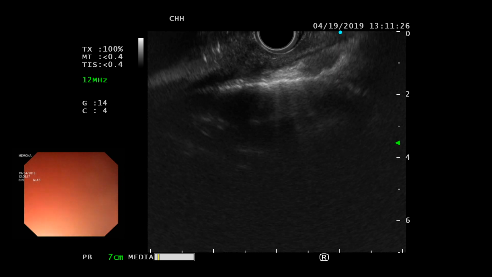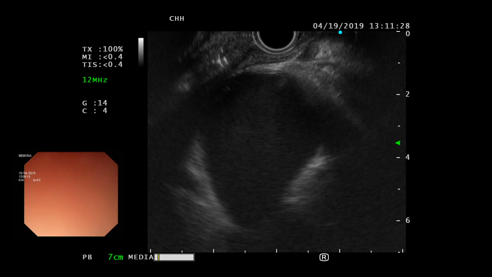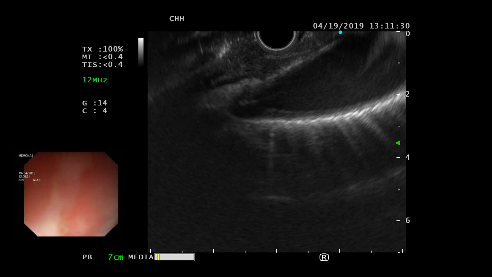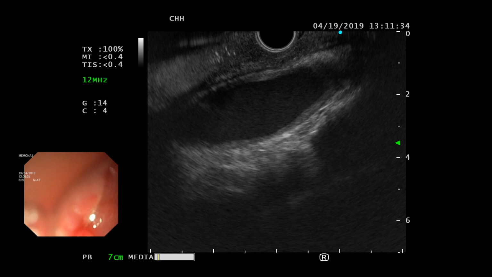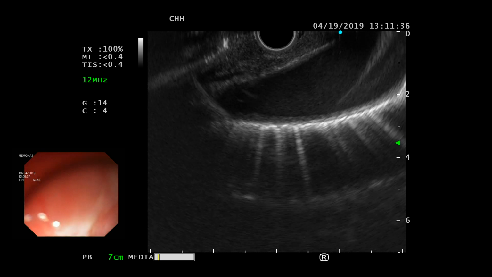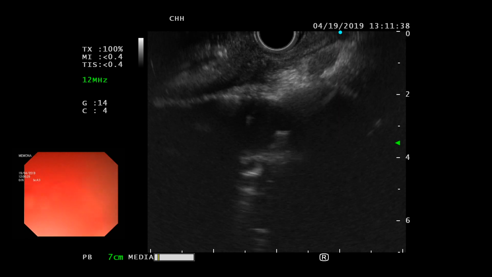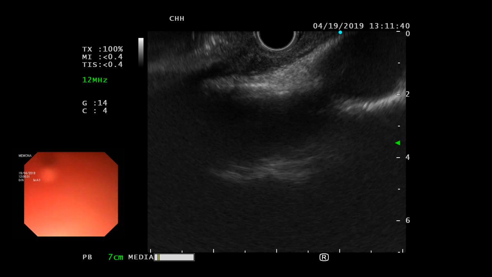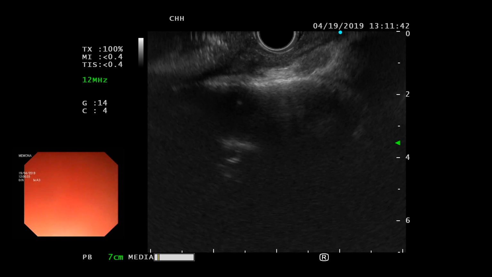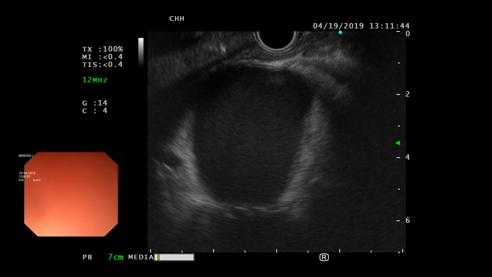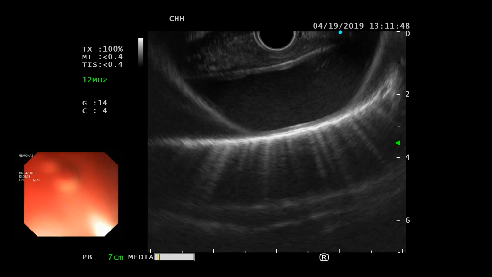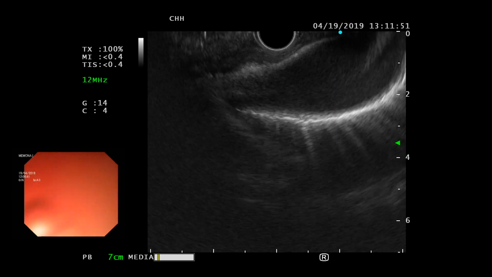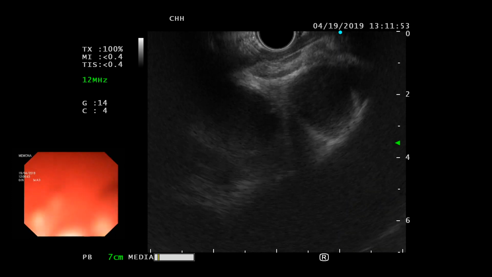So we're going to report subcarinal lymph nodes that are malignant appearing. Depth we measured earlier, T3. In the visualized portion of the aorta, there was no clear involvement. We had no break in the plane between the lesion, the esophagus and the aortic wall, and we didn't see any obvious additional lymph nodes.